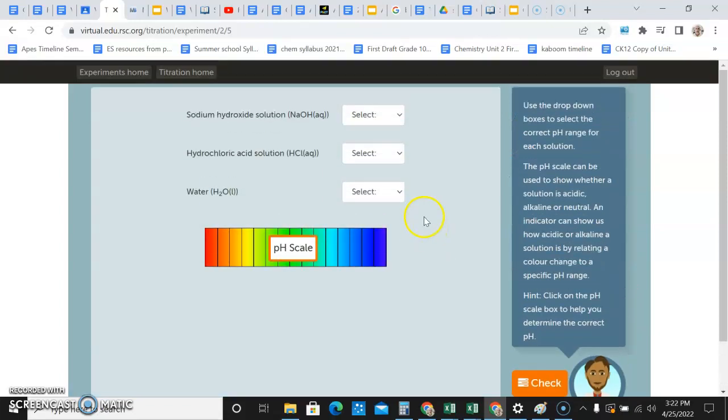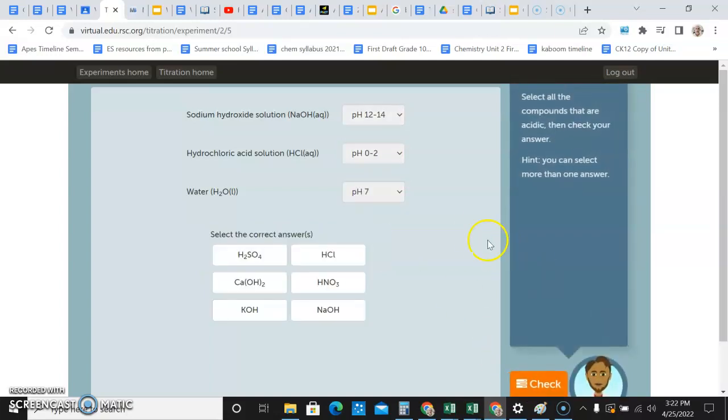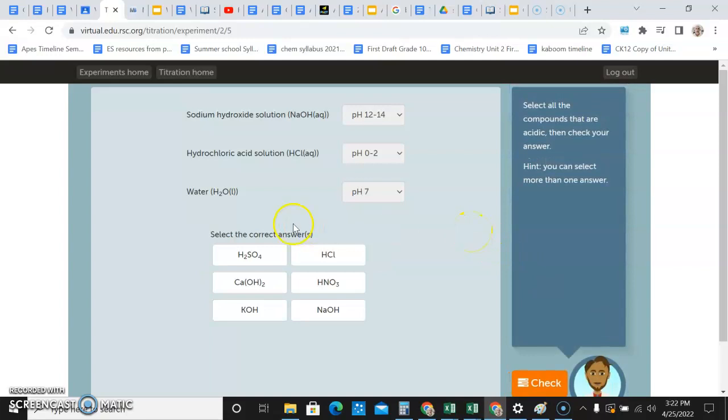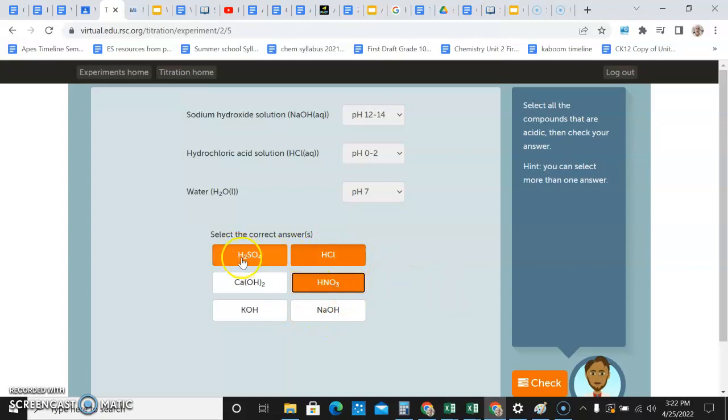Okay. Sodium hydroxide is basic. Hydrochloric acid is an acid, and water is neutral. Click all the acids. I know they're acids because they've got the hydrogen here.